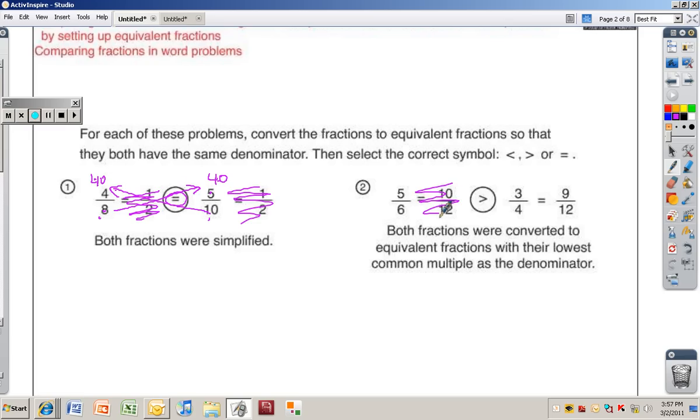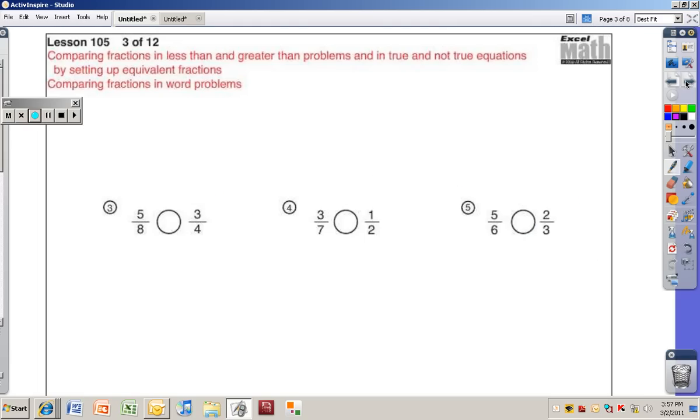All right, let's get these out of the way. And if we're comparing 5/6 and 3/4, remember we multiply up. Don't go down, you always go up. So 6 up to the 3, that's 18. 4 up to the 5, that's 20. 20 is larger than 18, so the symbol that goes in there is greater than. Hopefully you like that little trick.